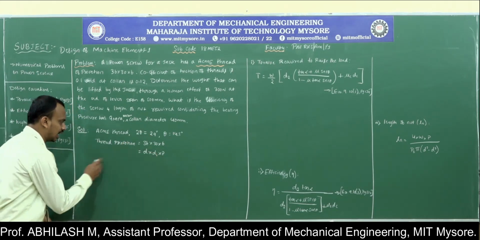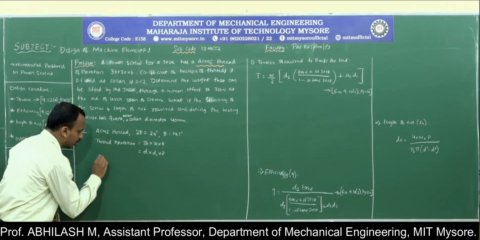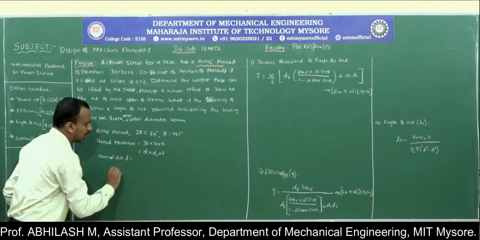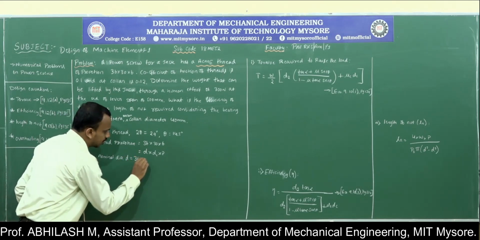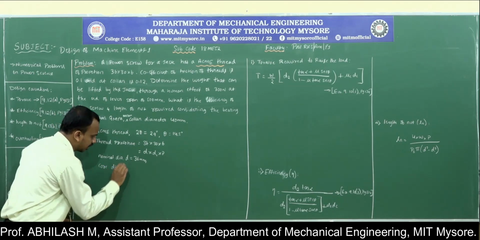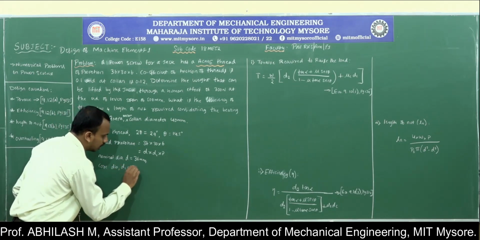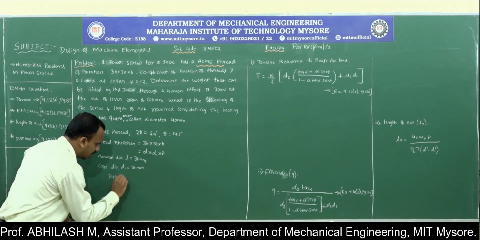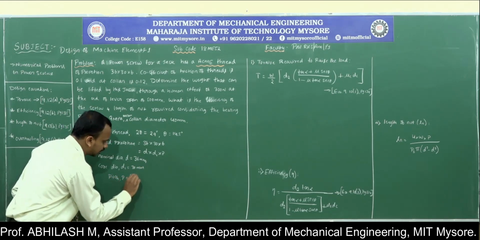So now I will list down the data. The nominal diameter D is equal to 36 millimeter. The core diameter D1 is equal to 30 millimeter. The pitch P is equal to 6 millimeter.